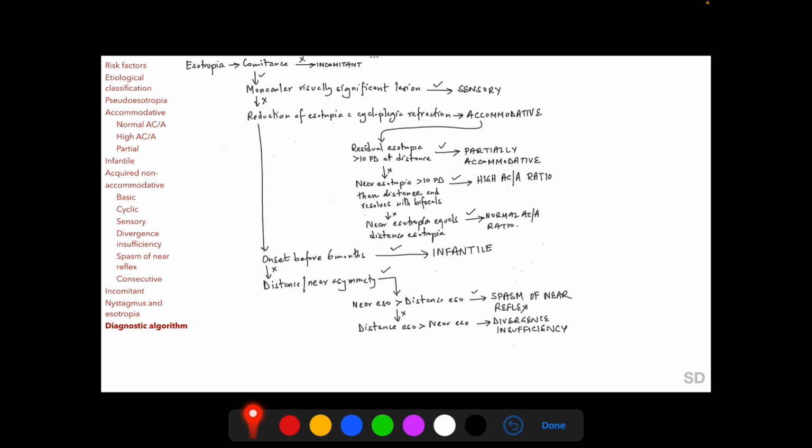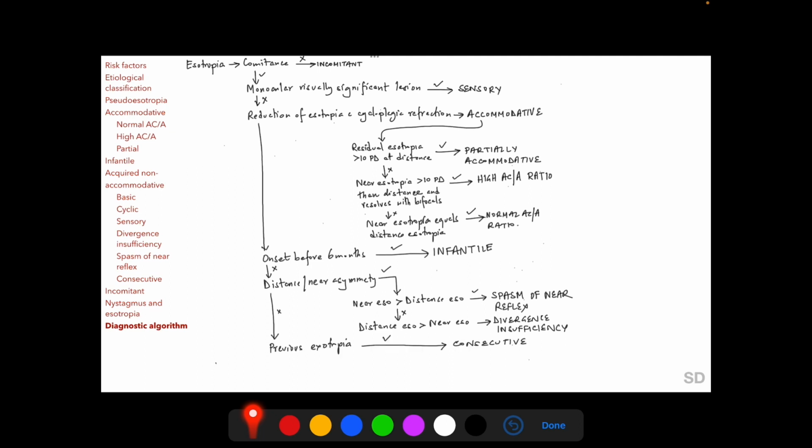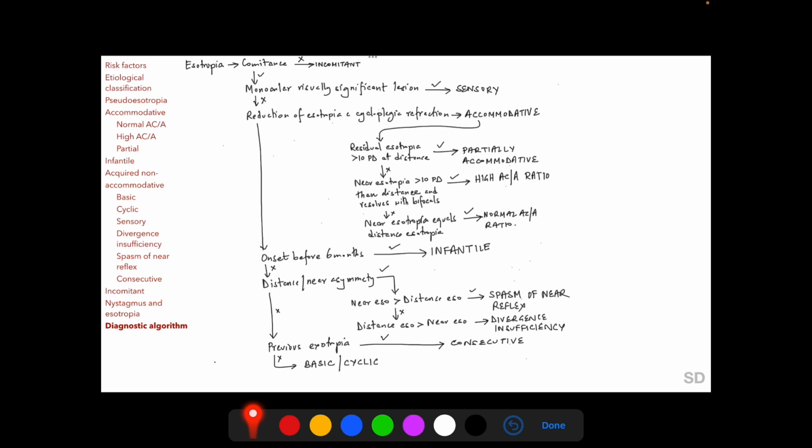If distance and near esodeviations are similar and the onset is after 6 months of age and there is no reduction of esotropia with cycloplegic refractive error correction, we inquire about previous exotropia, which if present labels the esotropia as a consecutive esotropia. Otherwise, we have a patient with basic esotropia if the esotropia is constant, or cyclic if the periods of esotropia alternate with periods of orthotropia and these cycles are regularly repetitive.